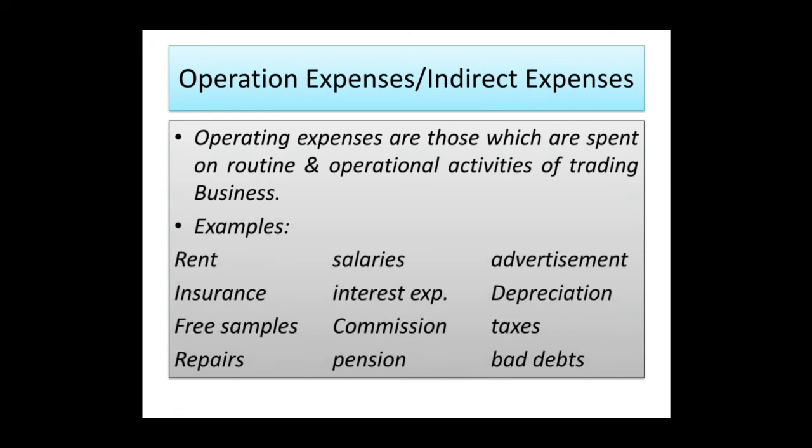So examples of operating expenses in trading business are many, like rent expense, insurance expense, free samples, repairs, pension, commission, interest expenses, depreciation, whitewash, and many more expenses. These expenses are mostly given on the debit side of the trial balance in our question.